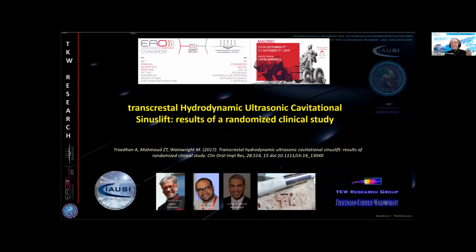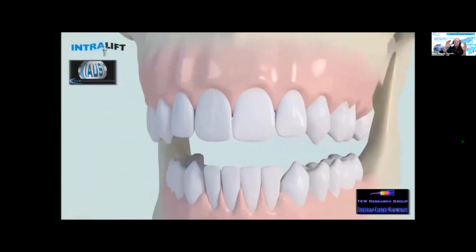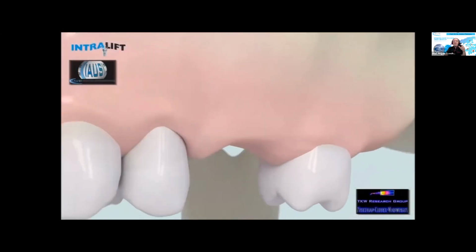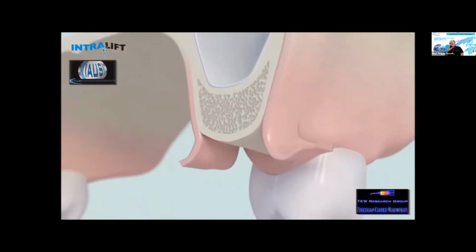So we also investigated this, and this was presented back in 2017. Let's get back to the first topic here, which you will also see then in the surgical video. It's the INTRALIFT, because the term transcrestal hydrodynamic ultrasonic cavitation slicer is a little bit too long. So we did a randomized clinical study. We compared the classic traditional lateral approach sinus lift with the INTRALIFT. And I give you here now a short overview.